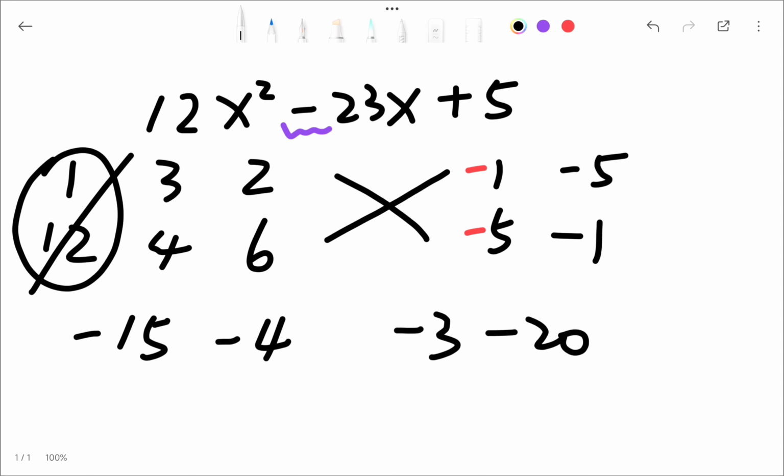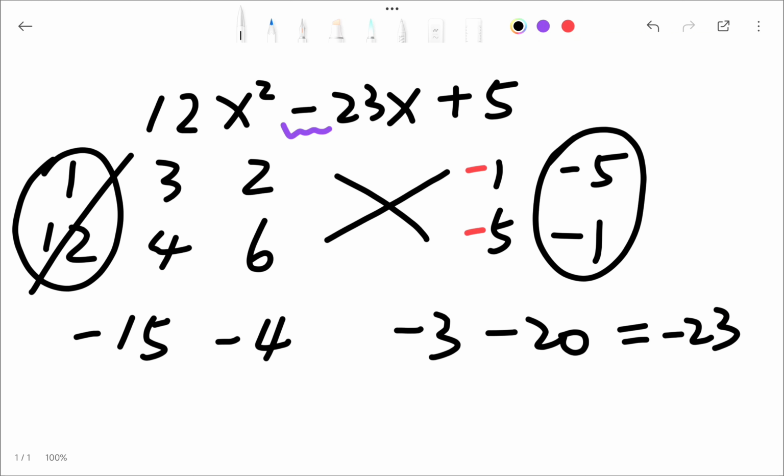Look at that, negative 3 and negative 20 when we use this one. And this gives us negative 23. There you have it. That's our combination.